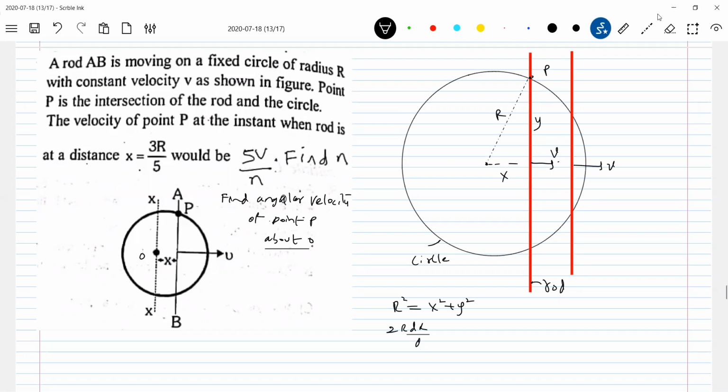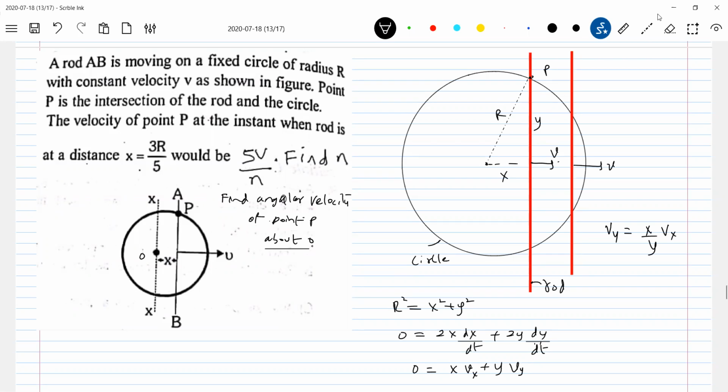Differentiating, 2R dR by dt. Anyway, R is a constant, so the differentiation of that will be 0. 2x dx by dt plus 2y dy by dt equals 0. Dx by dt is what is given. Y is there, and dy by dt will be Vy. So what is Vy? Vy is equal to x by y into Vx, with a negative sign.